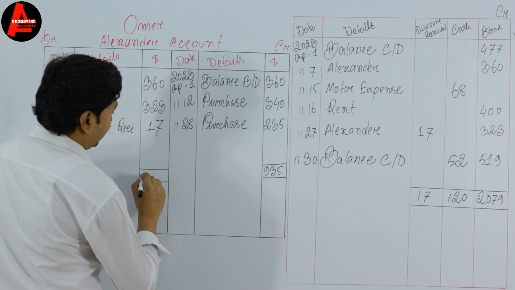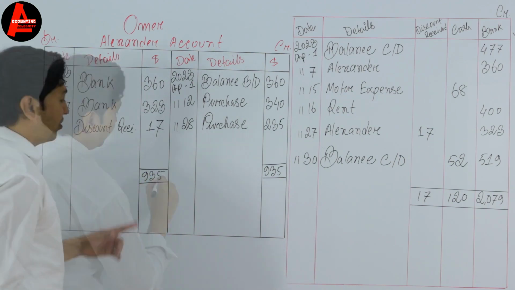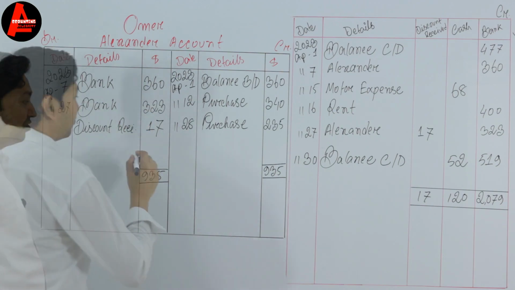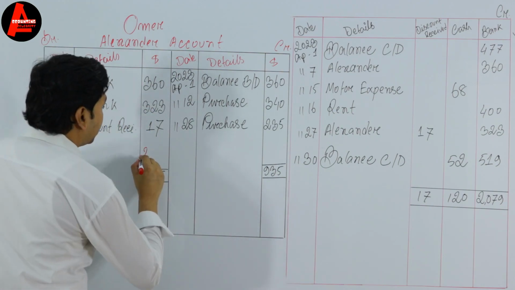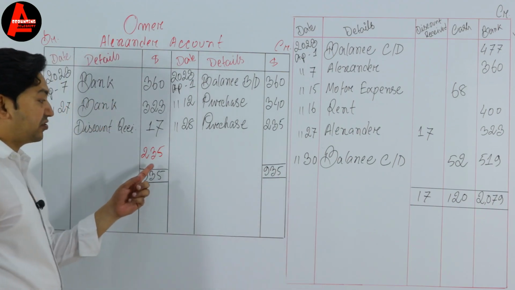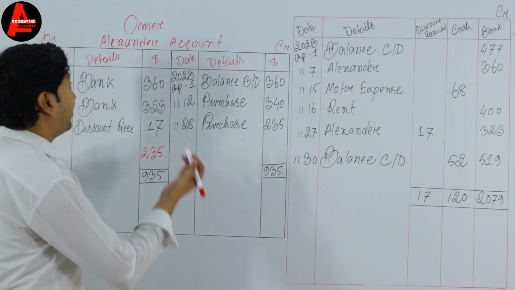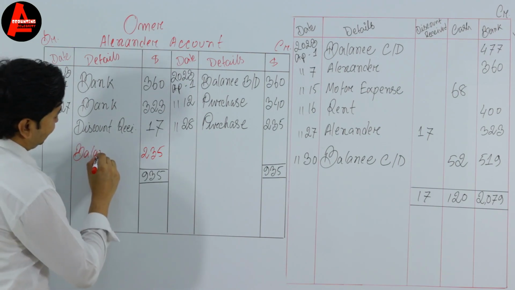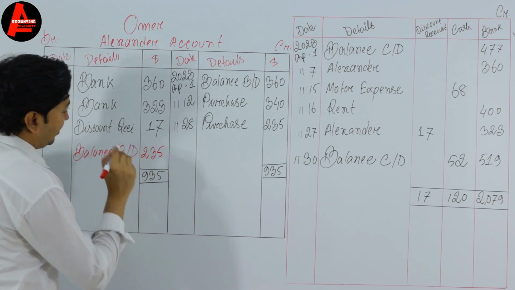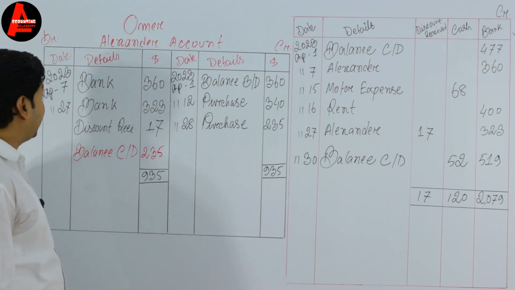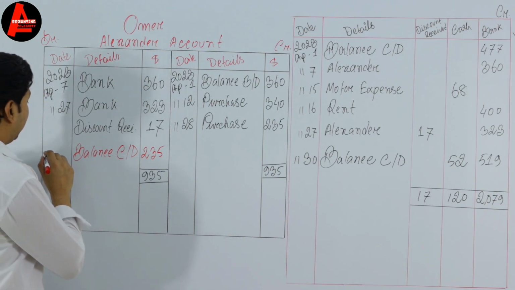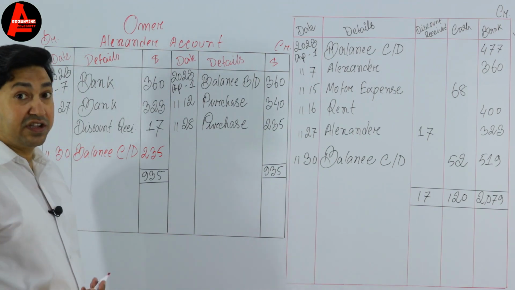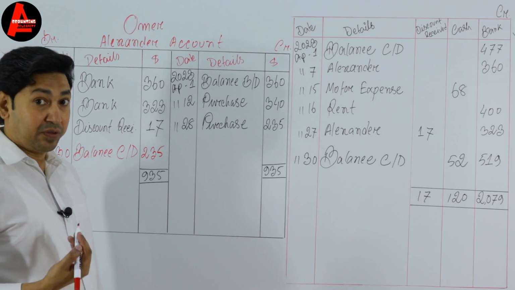Okay, we will take this total to the opposite side, the debit side. So we will write here 935. From this total, we will subtract all these amounts. So we get here $235. This is the closing balance of Alexander account. Here we will write balance carried down, CD. For balance CD, the date will be the last day, April 30.